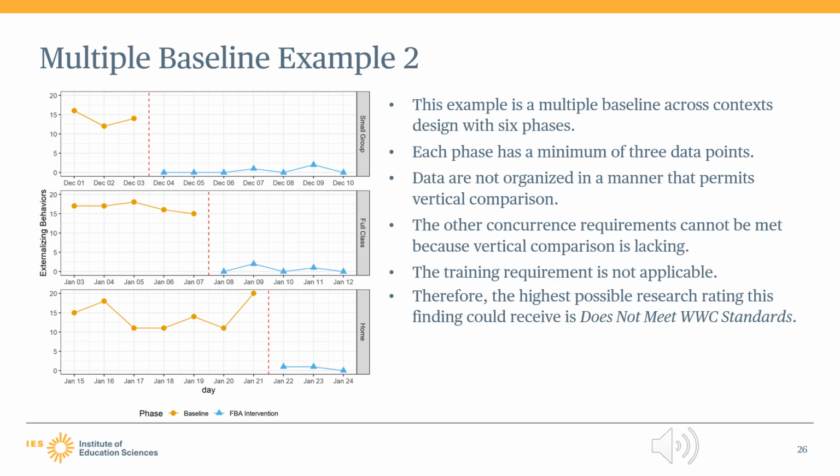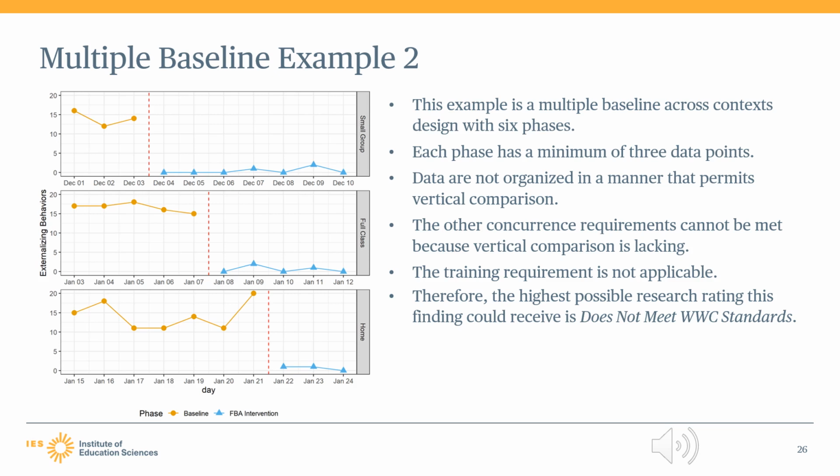However, we will briefly consider some of the remaining criteria. Remaining concurrence requirements will frequently not be met if the data are not arranged for vertical comparison. For example, as shown in this plot, the second and third tier do not take up data collection until after the first tier completes the intervention phase. So they do not begin data collection prior to the intervention phase for the first tier.